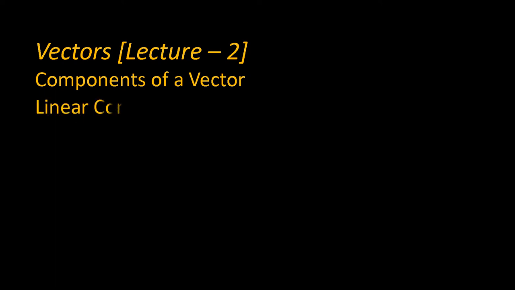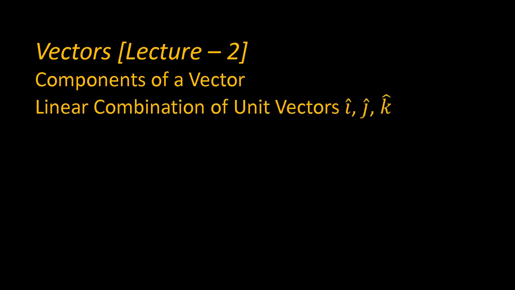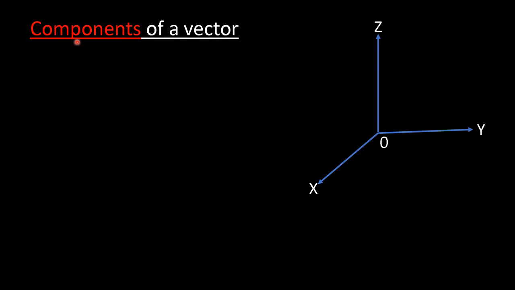In the second lecture on vectors, we will discuss components of a vector, linear combination of unit vectors i cap, j cap, k cap, and some problems based on these concepts. We will understand components of a vector.